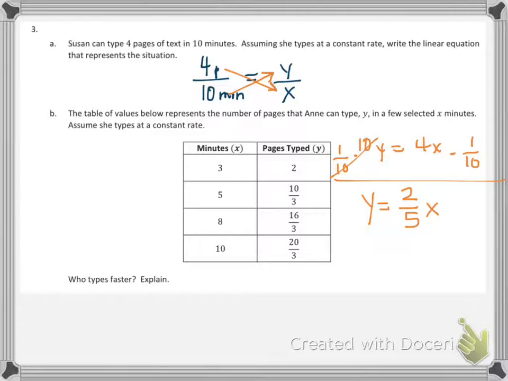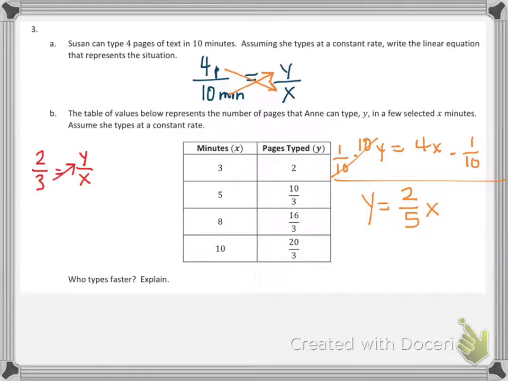Okay, and then part B, the table of values below represents the number of pages that Anne can type y in a few selected x minutes. Assume she types at a constant rate. Well, I'm going to do the same thing. I'm going to take the rate, which is y2 over x3, 2/3, and I'm going to set that equal to y over x and means extremes.